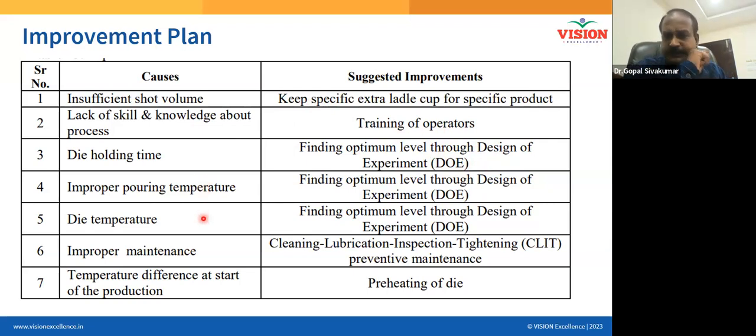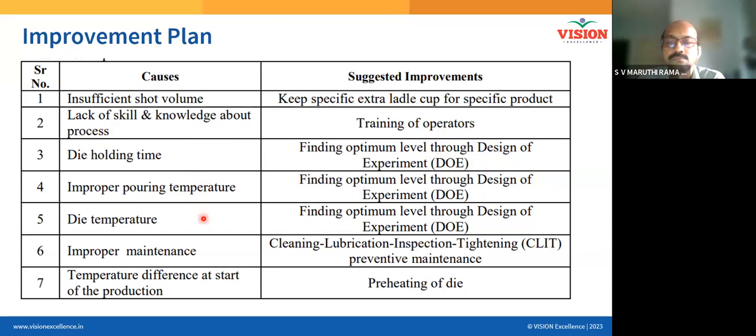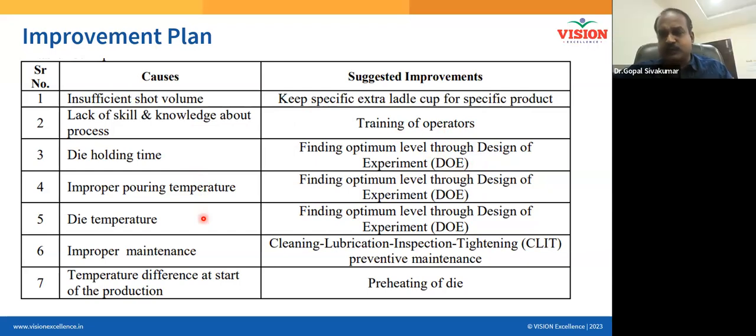Die temperature is also a measurable characteristic. And moreover, they are interdependent. Am I right? Yes. If you change one, the other one will also get affected. So, under those situations, you cannot study the factors one at a time. You have to study them simultaneously. So DOE is recommended, right?